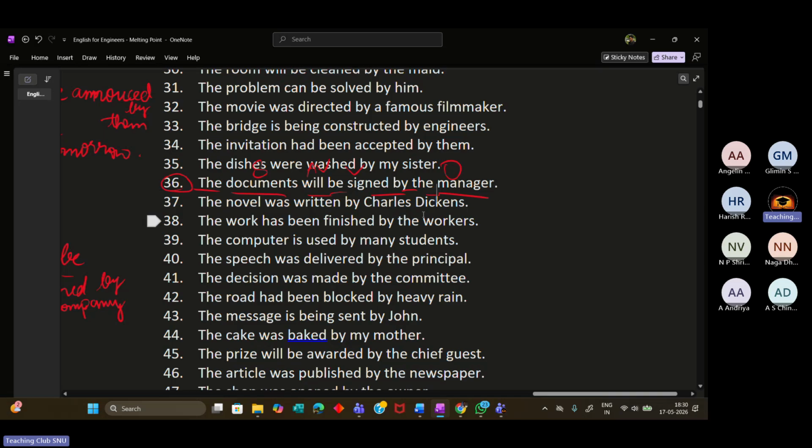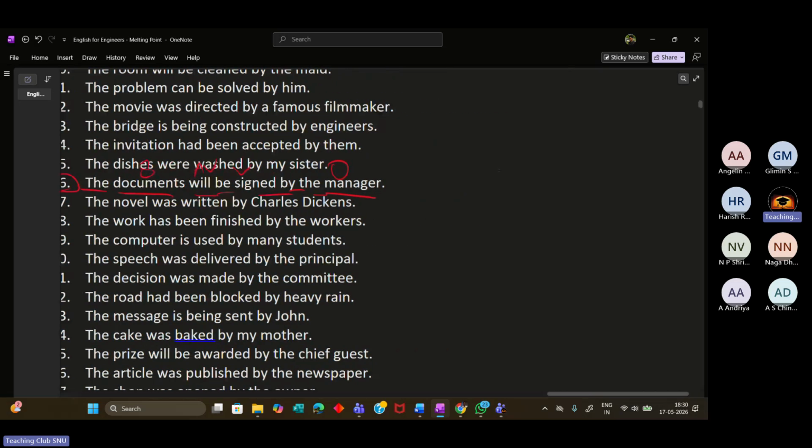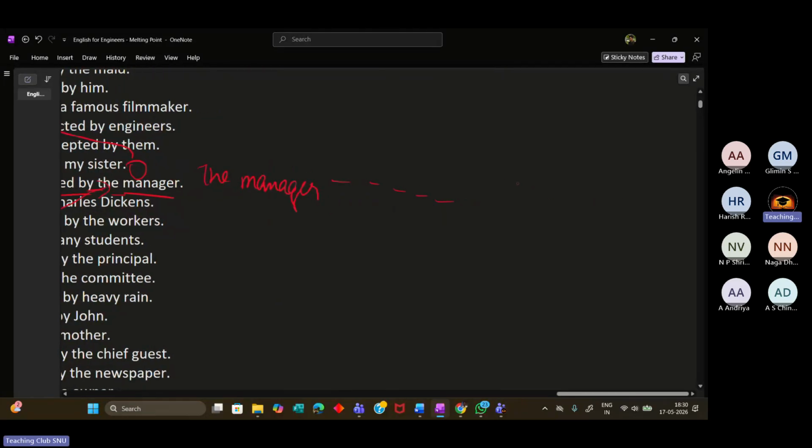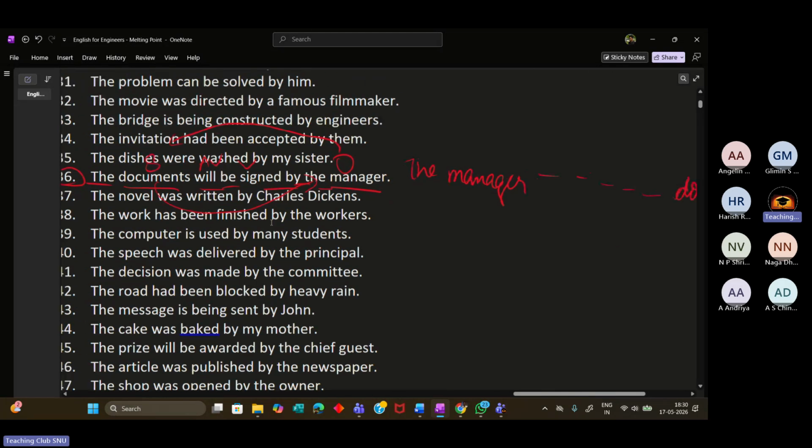Okay. So what do we do? We just swap the subject and the object here. So this goes here, and this goes here. Okay. So here we get the manager, dash dash dash, documents. That's it. Okay. So will be signed there.